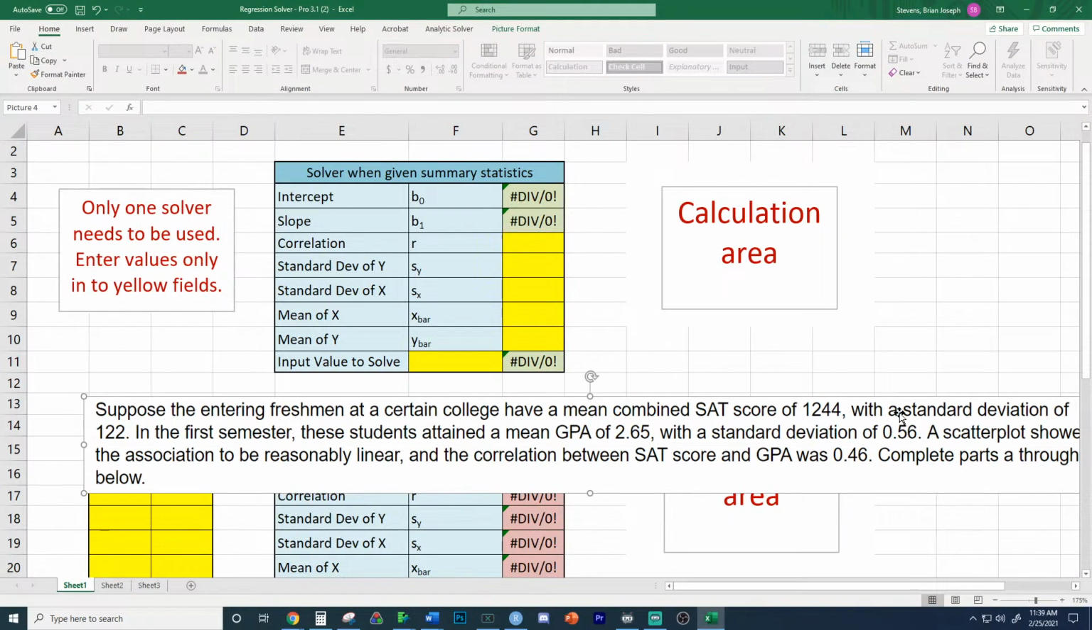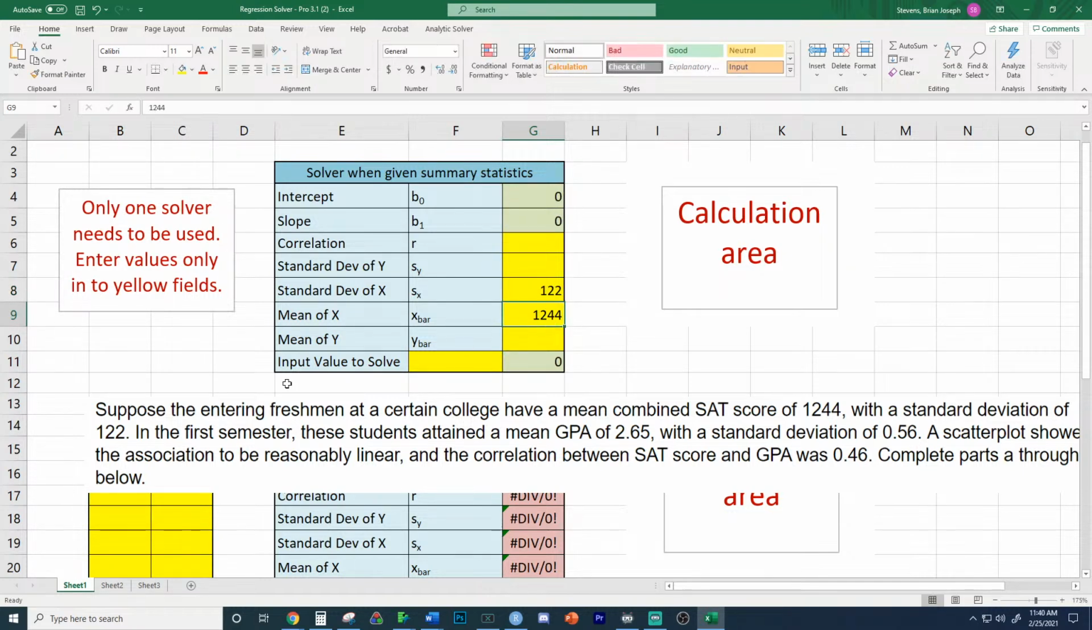So when we see this is the SAT score, we know this is the x. So it says they have a mean, and this is the mean of the x variable. Does that make sense to everybody? This is x bar, with a standard deviation of 122. So that's the standard deviation of the x variable. And the GPA had a mean of 2.65, and the standard deviation of 0.56. And the correlation was 0.46.